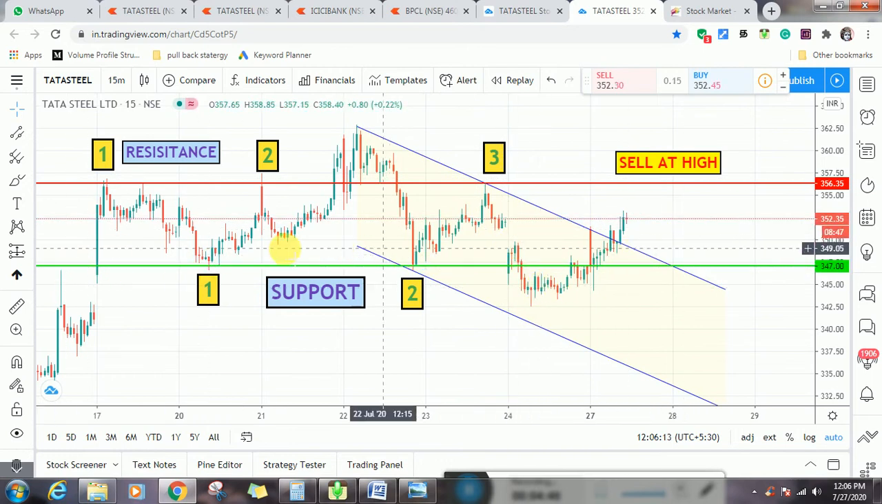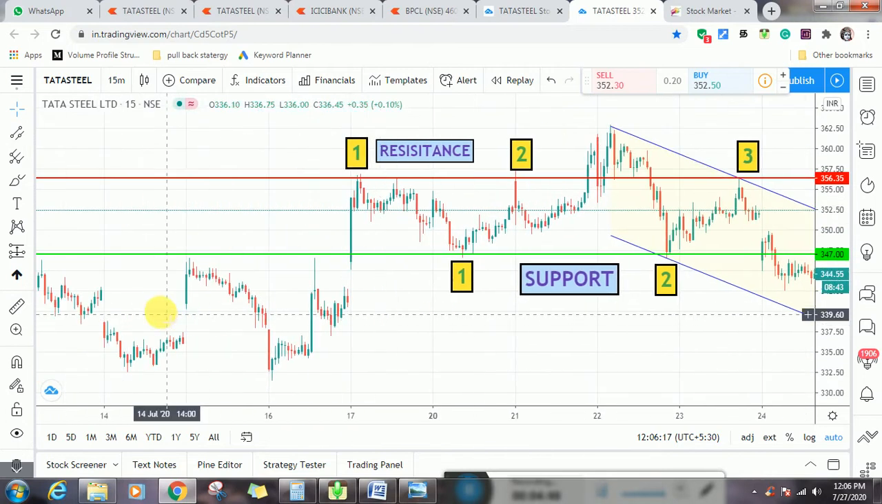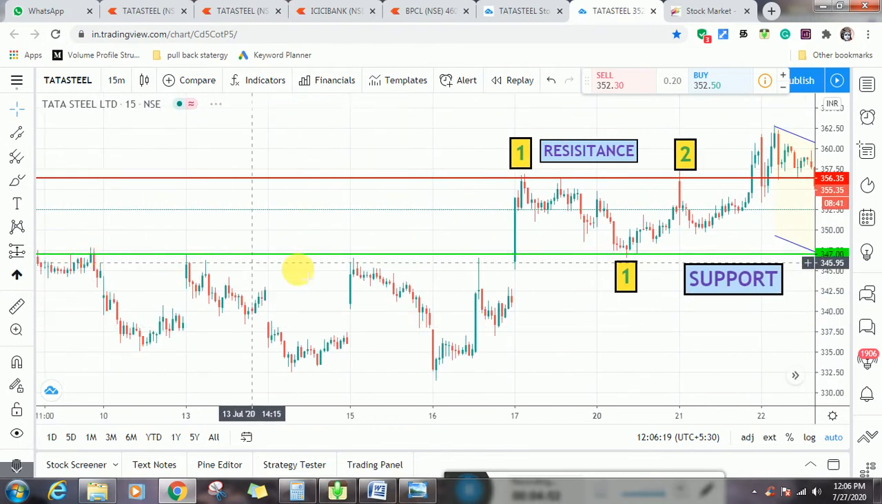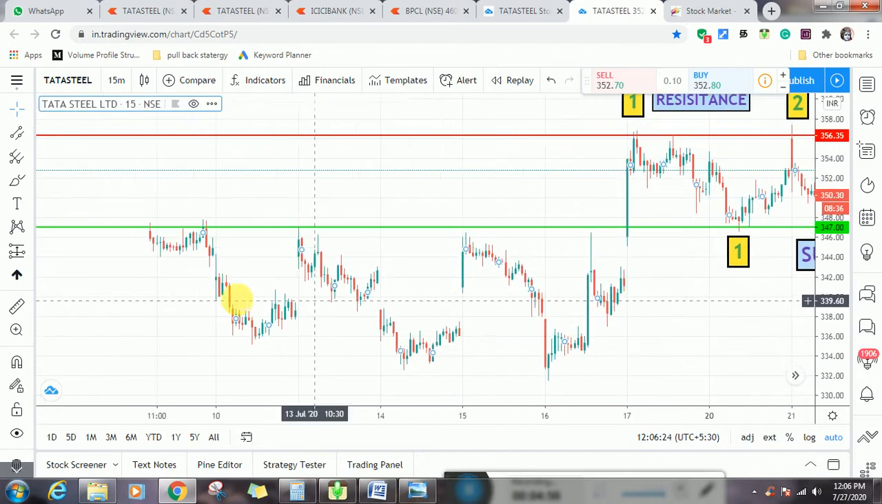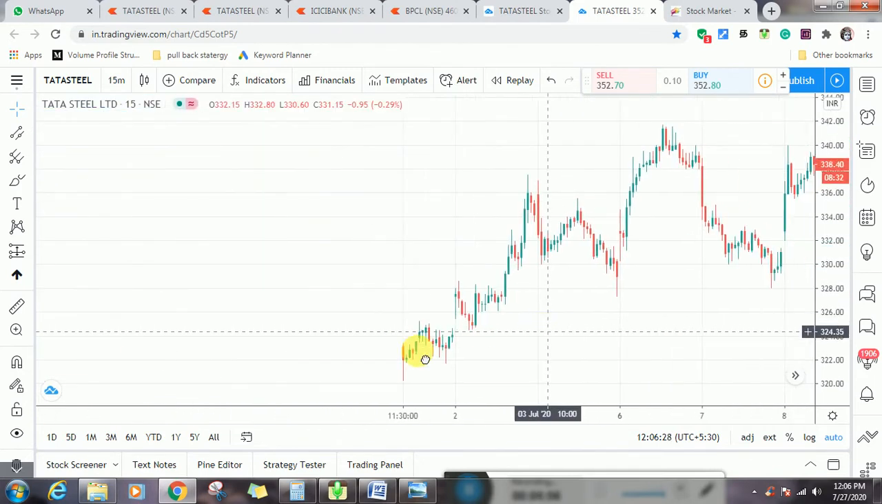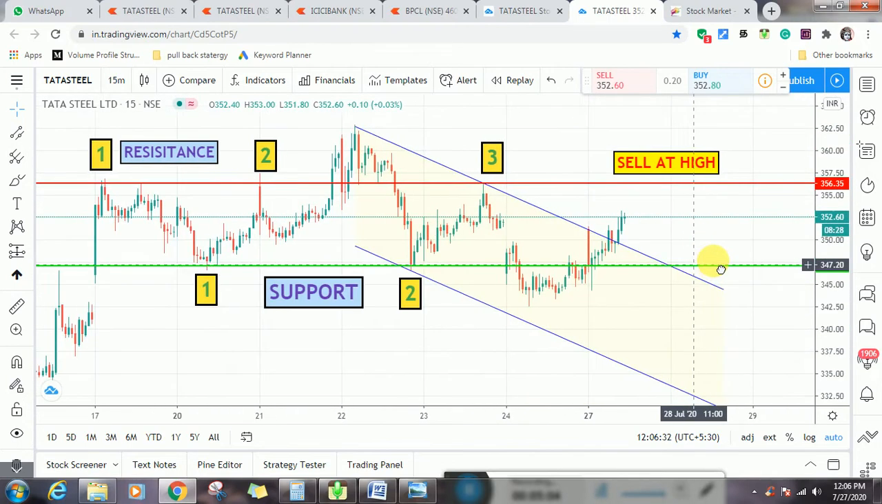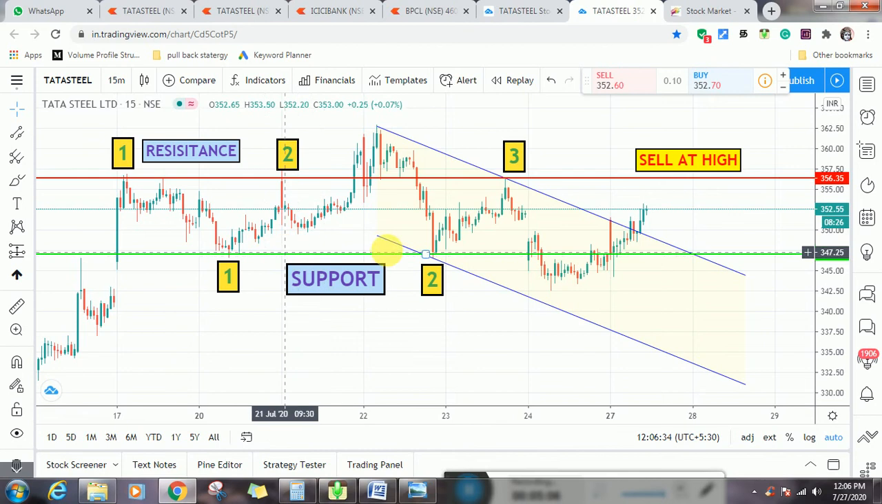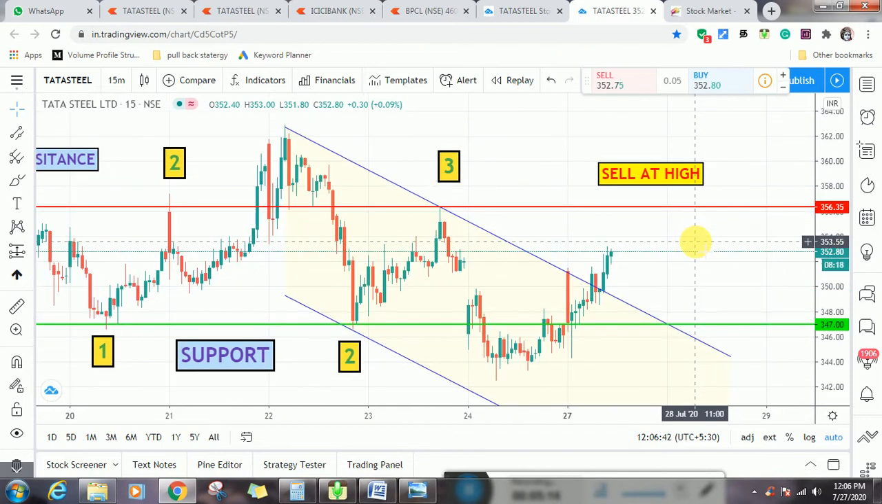Why? Because following the history of the market, previous history gives a good idea. Here you can see a rejection, rejection, rejection, here also rejections. So this level is a very strong level, a perfect support line. It gives good accuracy in the market. So do paper trade.